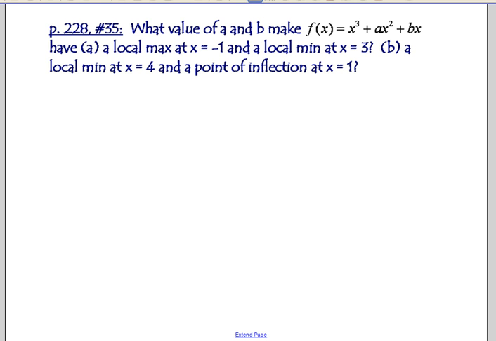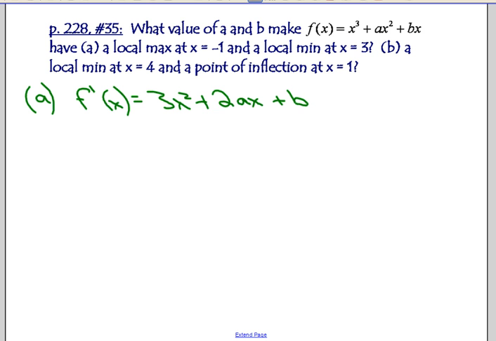In part A, we want a max and a min. So immediately you're thinking, I need to take the first derivative. I'm looking for critical points. So we take the first derivative, and we notice it's a polynomial, so it will be defined everywhere. So our critical points will be when the derivative is 0. We're not worried about the undefined part. Our derivative gives us 3x squared plus 2ax, because a is a constant, and then plus b.